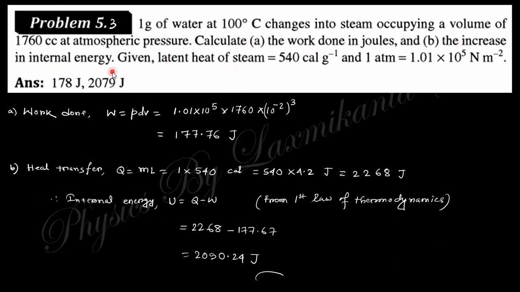And for the increase in internal energy, you know the heat transfer is mL, where the state is changed, mass into latent heat. So mass into latent heat, this calorie converted into joule will be like that. So this is the heat transfer, and this is the work done. So the internal energy change is Q minus W, so this will be the internal energy.